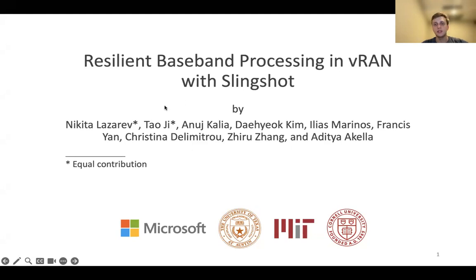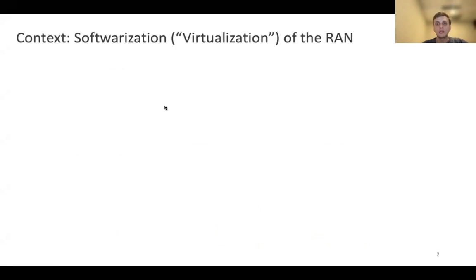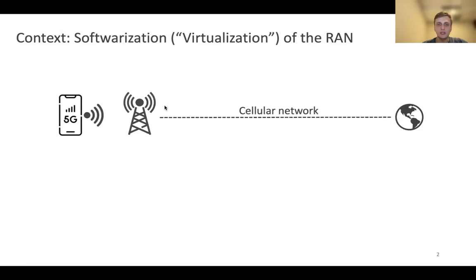Hello everyone, my name is Nikita, and in this talk I will introduce Slingshot, a system that enables fault tolerance and live upgrades in virtualized radio access networks. This work was done at Microsoft Azure for Operators in collaboration with LG from UT Austin and our colleagues from MIT and Cornell University.